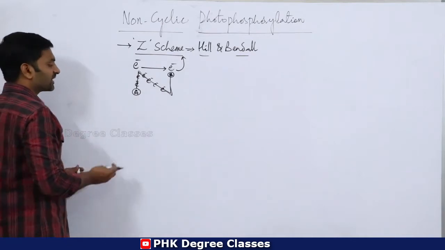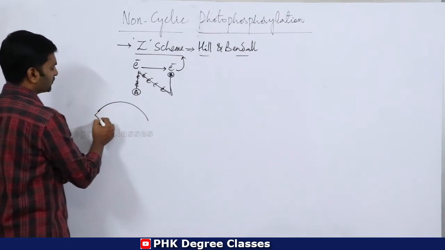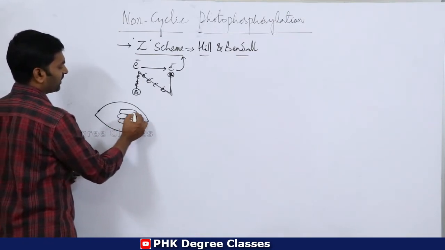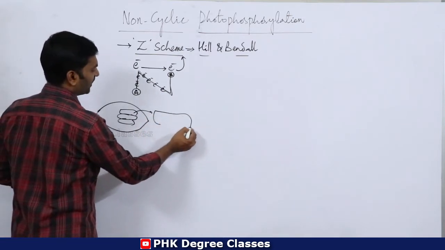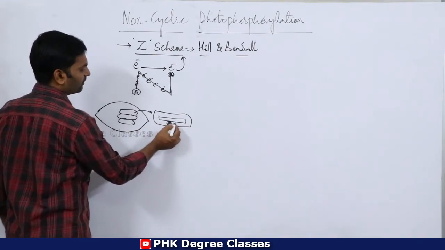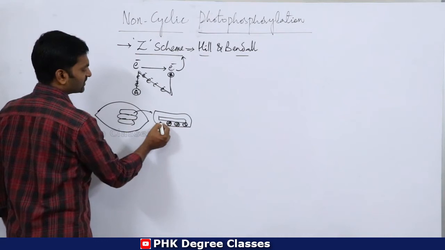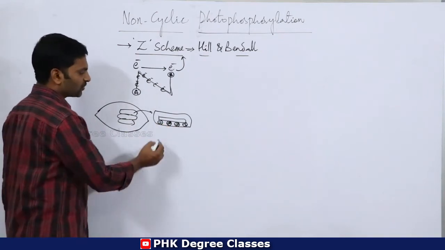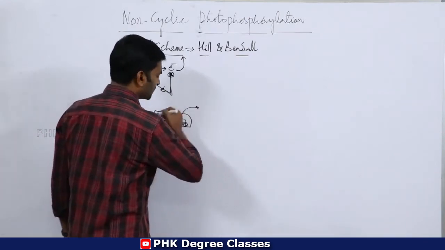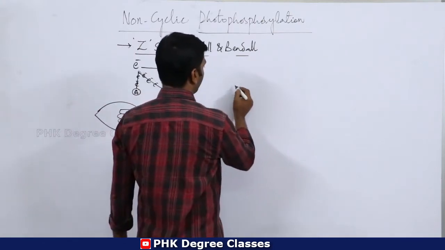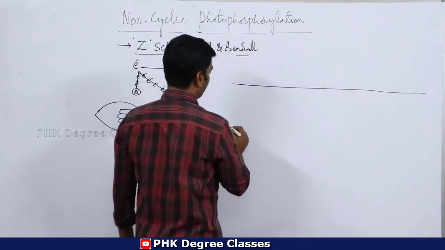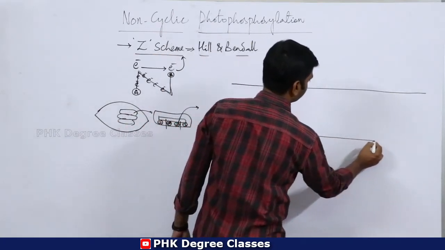Clear? So where does it occur? For example, this is a chloroplast. Then these are the thylakoids. If you isolate one thylakoid, it looks like this. This has different complexes, different photosystems, photosystem 1, 2, like that. If you cut this photosystem 1 and photosystem 2 and see the diagrammatic representation, it looks like this. So this is a diagrammatic representation of non-cyclic photophosphorylation.